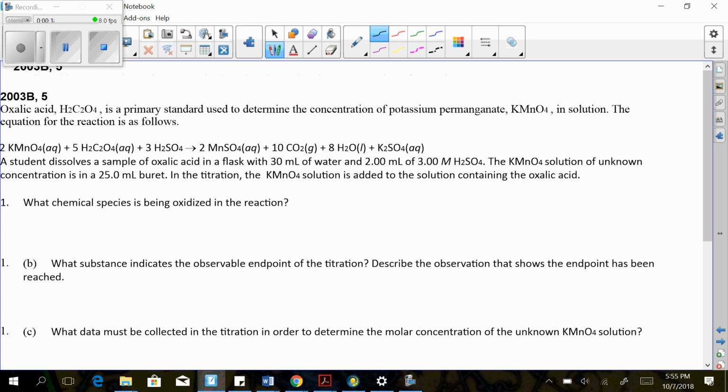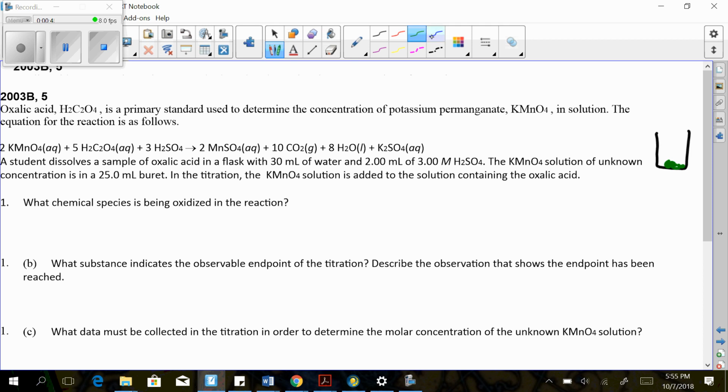So we have a question from 2003. Question number 5 is about oxalic acid reacting with potassium permanganate. In this reaction, a student in a flask dissolves some oxalic acid. Oxalic acid is a solid and it's dissolved in water.